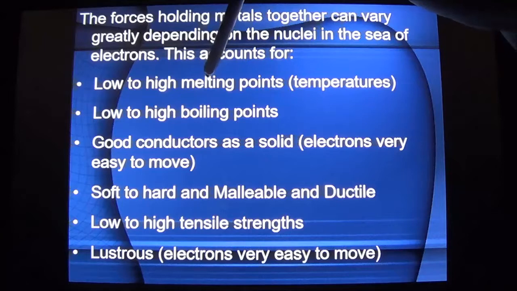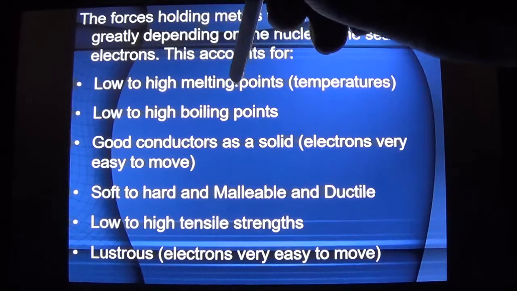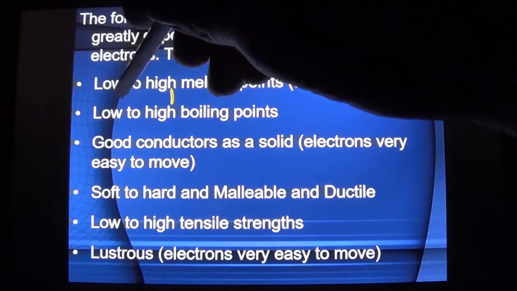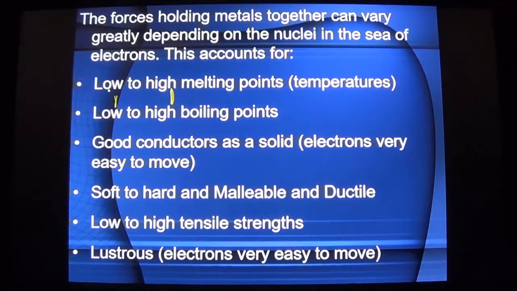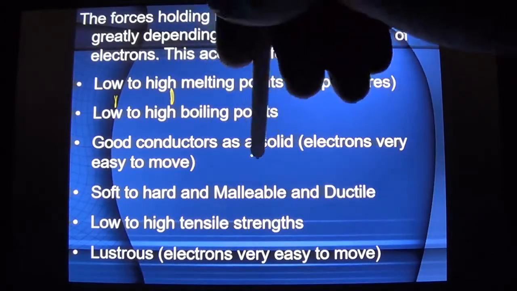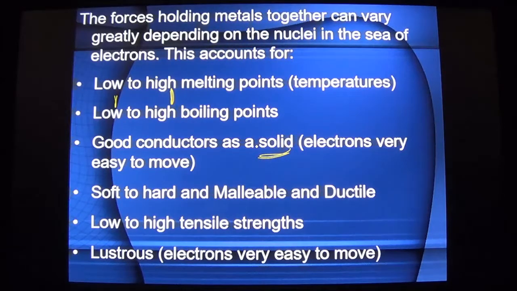Now if it's a high melting point, I would expect a high boiling point because those two would match together. And if it's a low melting point, then it's a low boiling point because those two would match together. Metals are good conductors of heat and electricity as solids. You don't have to do anything to them.